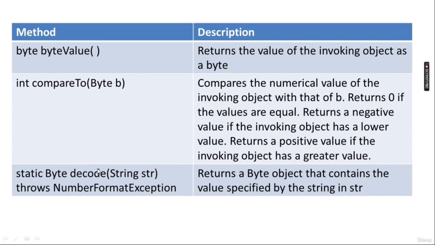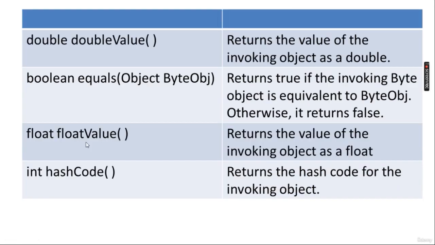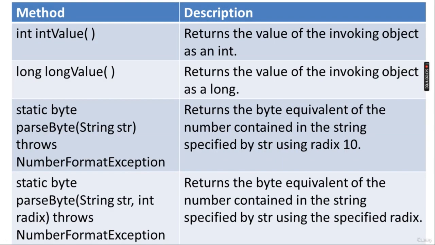Static Byte decode(String str) throws NumberFormatException returns a Byte object that contains the value specified by the string. Okay, doubleValue gives the double value. boolean equals(Object byteObj) returns true if the invoking Byte object is equivalent to byteObj, otherwise it is false. Then floatValue returns the value of the invoking object as a float. int hashCode returns the hash code for the invoking object. Then intValue returns the value of the invoking object as an int. longValue returns the value of the invoking object as a long.